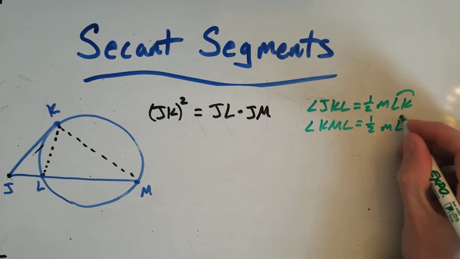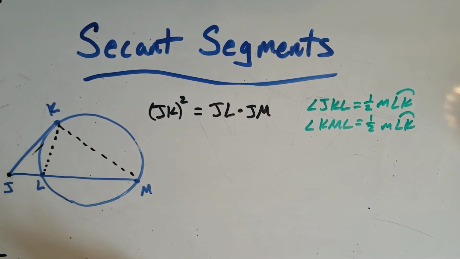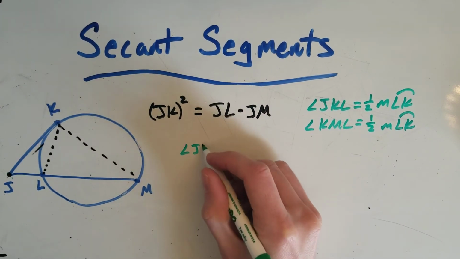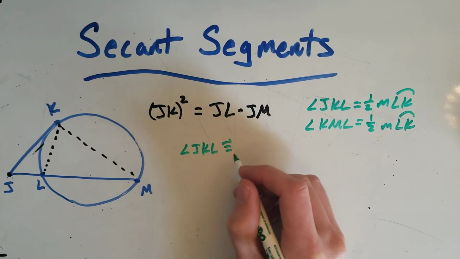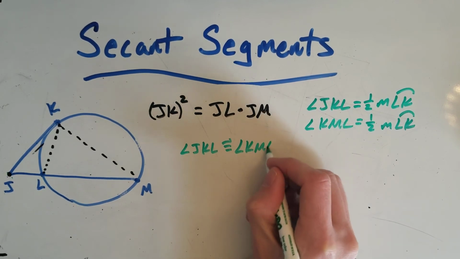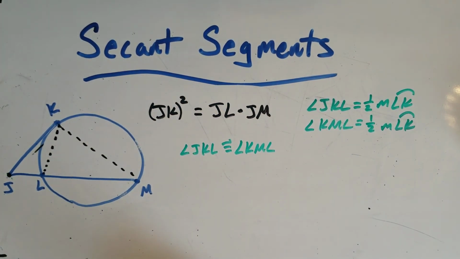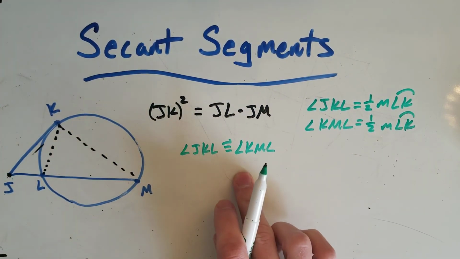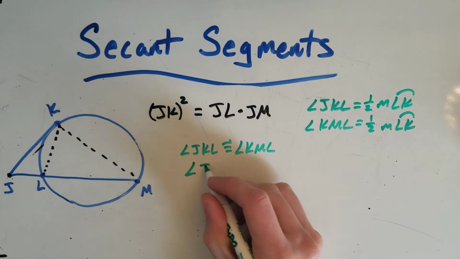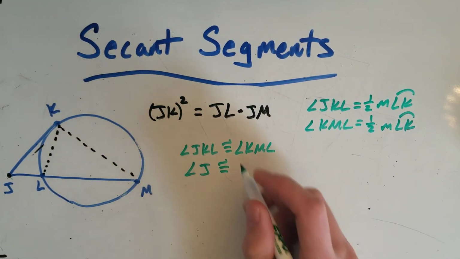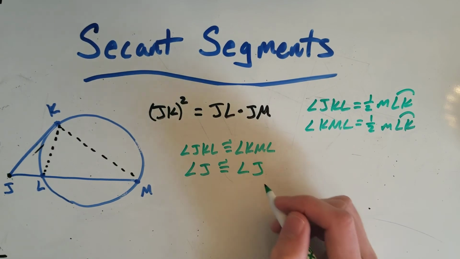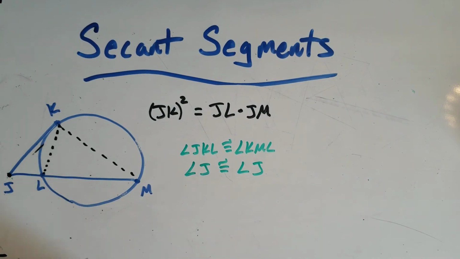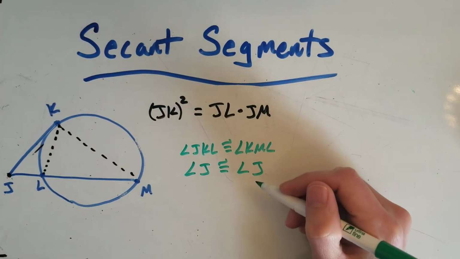So these two angles are both half the measure of that arc, which, really nicely, means those two angles are congruent to one another. So angle JKL is congruent to angle KML. And that is simply because they both are going to be half the measure of this arc. It turns out to show this relationship is true, we're also going to use angle J. So angle J is congruent to itself through our reflexive property. And then now we have two angles that are congruent.